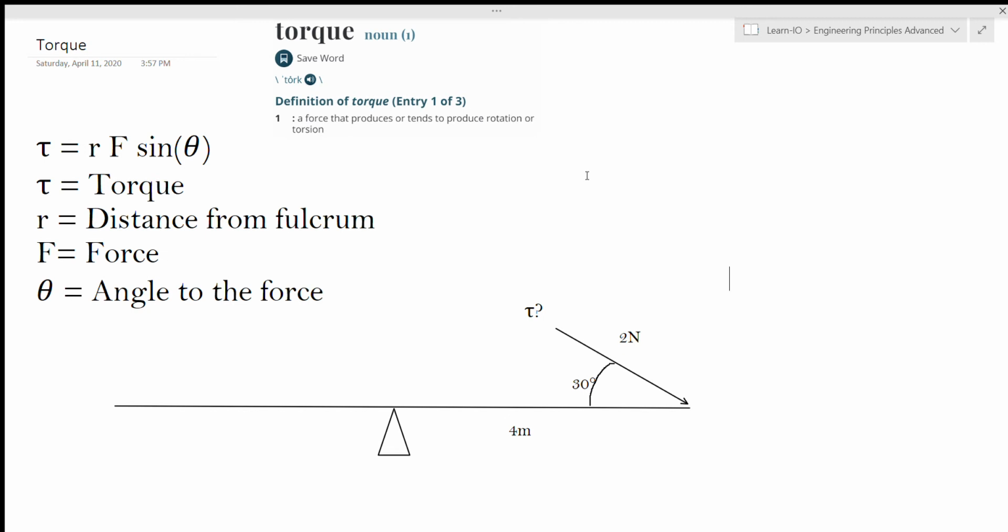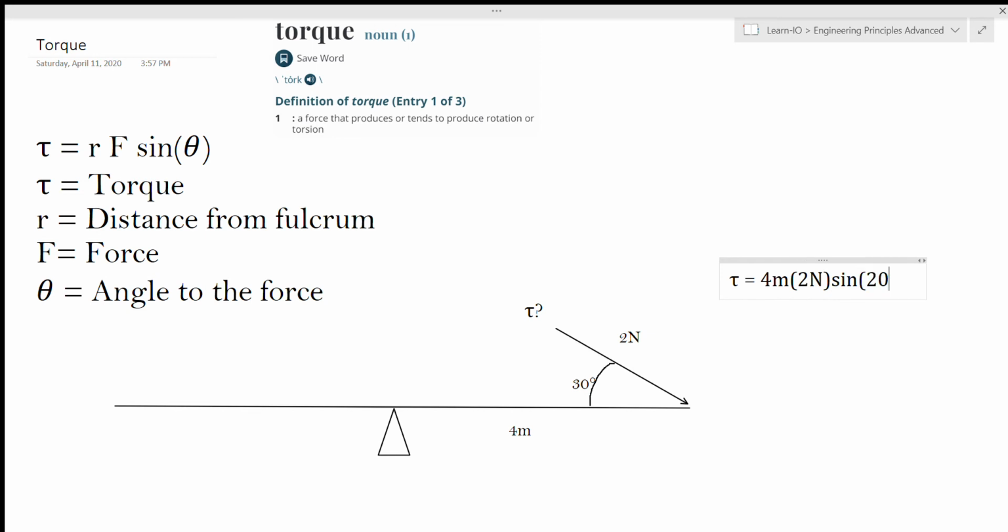Just to see this in action, let's have a look at a problem down here. So we have our seesaw, our lever, with a force of 2 newtons being applied 4 meters away at an angle of 30 degrees to the horizontal. So we have our equation, torque equals r F sine theta. Our r in this case, the distance from the fulcrum, is 4 meters, times force. How much force do we have? We have 2 newtons times sine of 30 degrees.